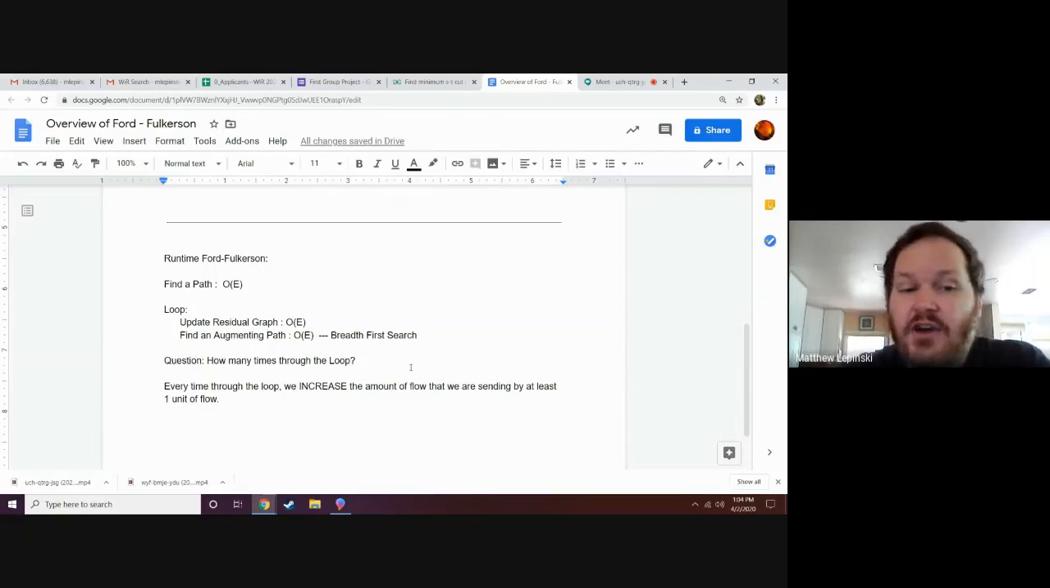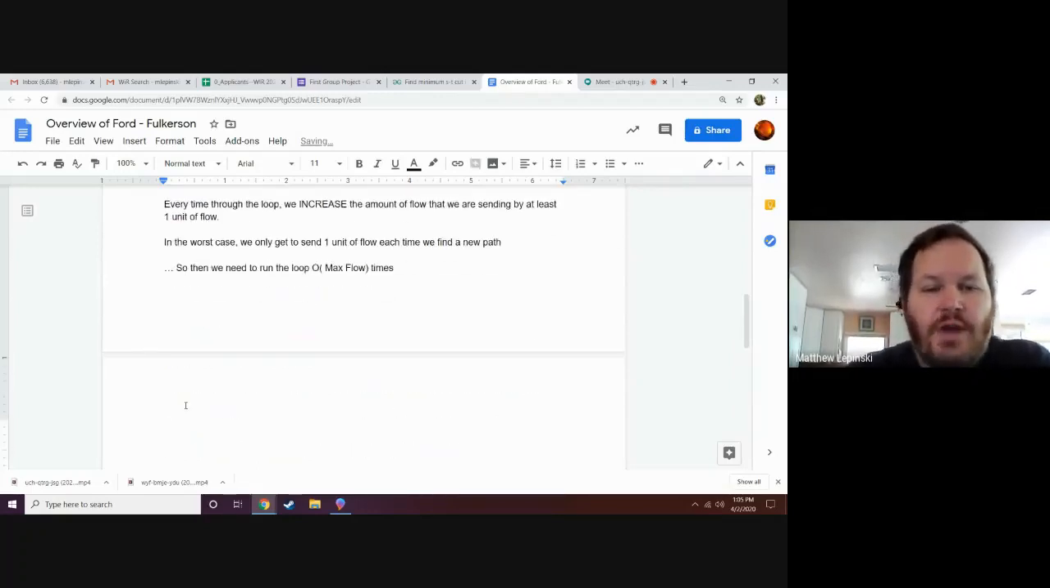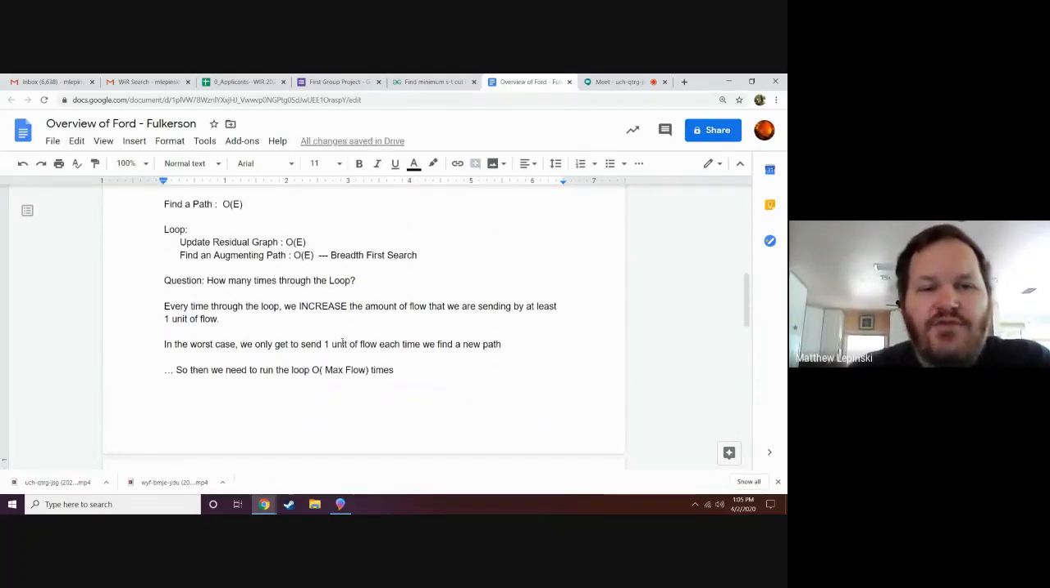And because of that, well, maybe we get lucky and we find a path that allows us to send like 100 units of flow at once along a path. But in the worst case, we only get to send 1 unit of flow each time we find a new path. So then we need to run the loop, right? However much the max flow is, that's how many times we need to run the loop.